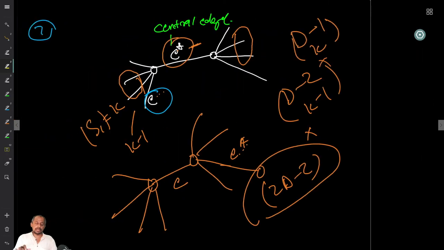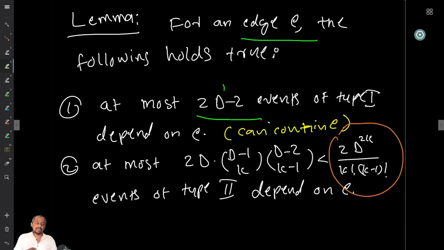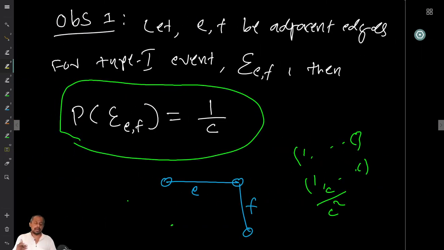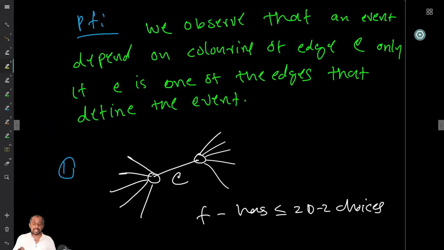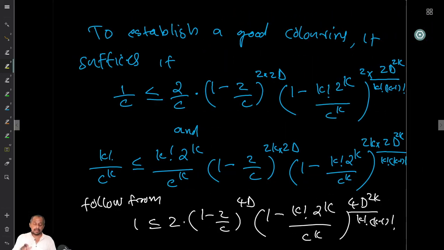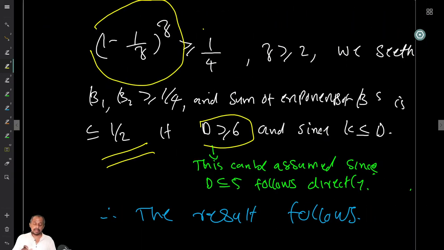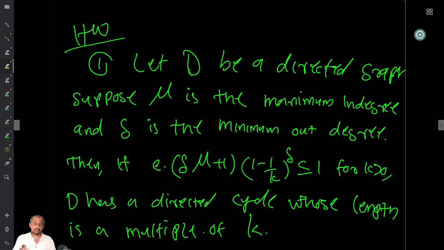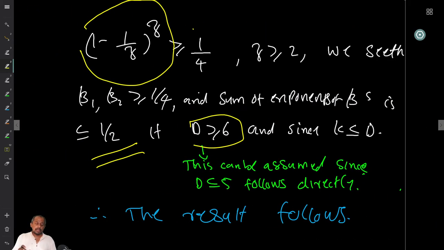Therefore, by Lovasz Local Lemma, none of these events, type 1 or type 2, happen together. Not that they don't happen together; the complements of these events happen together with positive probability. So, none of the events happen with positive probability. That is precisely the proof, and the result follows. So we proved this result.